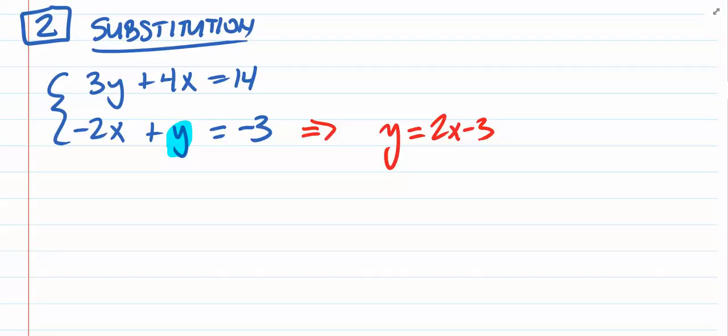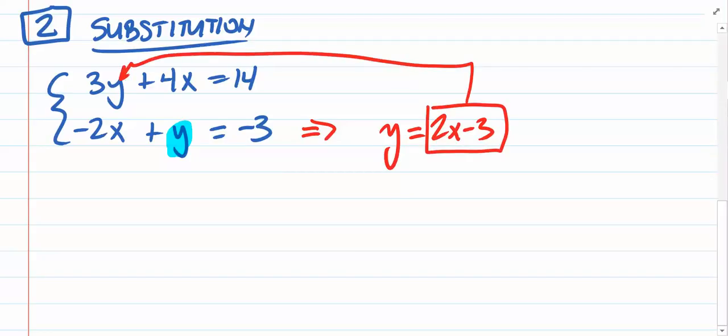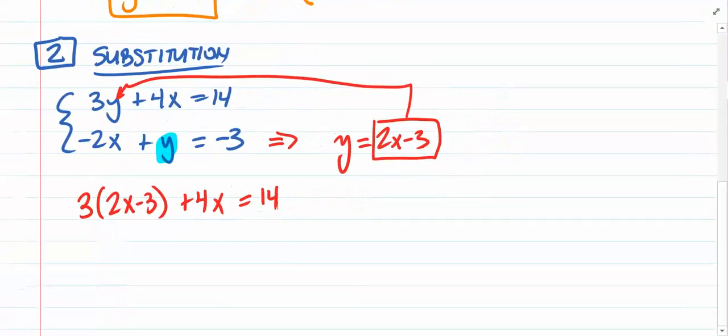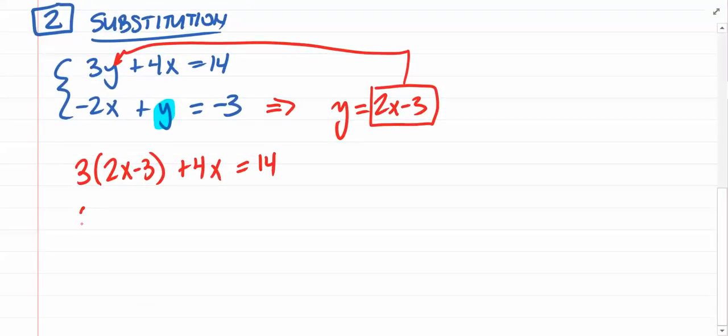Now, if every y is worth 2x minus 3, I'm going to take this information and substitute it in for the y value in the other equation. Right, because if I substitute it back again, then I'm not sure what I got there. So, here we go. I would get this. 3y. But remember, y is worth what? 2x minus 3, plus 4x, has to be worth 14. Now I'm going to distribute. So that's going to be 6x minus 9 plus 4x has to be worth 14.